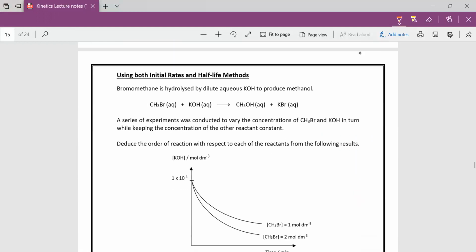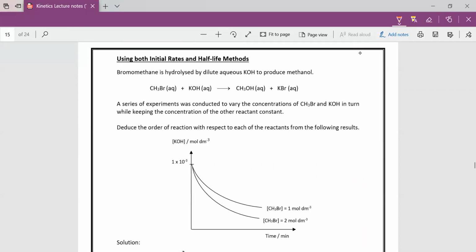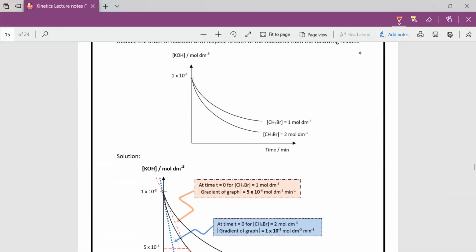Okay, so can we actually use both methods simultaneously? The answer is yes. We're going to give you an example of this: bromomethane hydrolyzed by KOH. A series of experiments was conducted. Deduce the order of reaction with respect to each of the reactants.